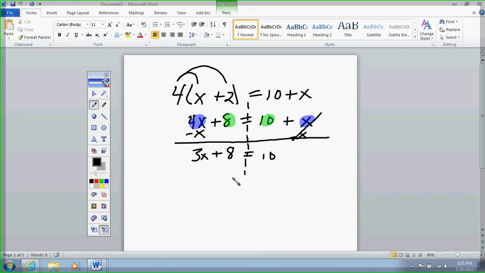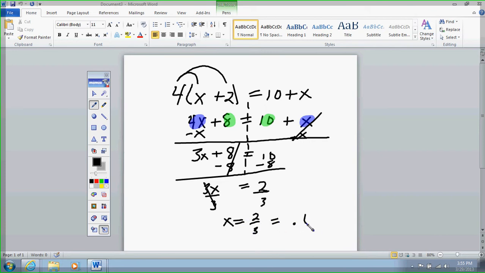These are gone. Since I took my variables to the left, I know I'm going to take my constants to the right. So I have 8 being added to the left side, so I subtract 8 from both sides. This goes away, draw my little line, bring everything else back down. 10 minus 8 is 2, and I divide by 3, and I get that x is equal to 2/3, or that decimal, which would be 0.66 repeating, using your calculator. Okay, if they ask you to solve that.